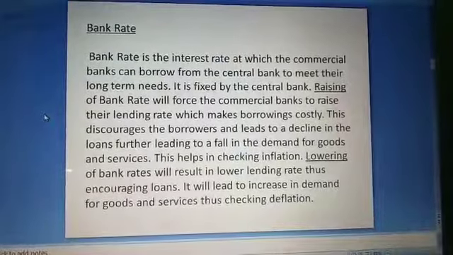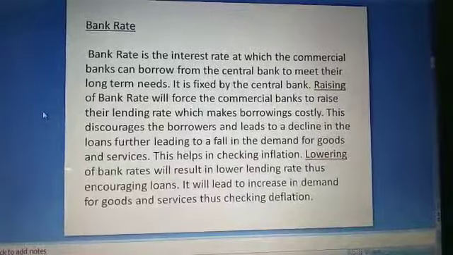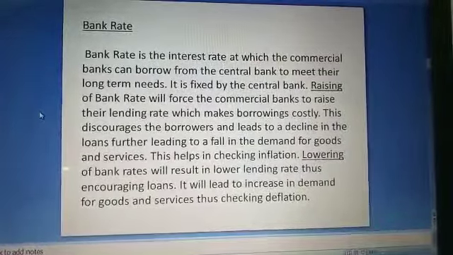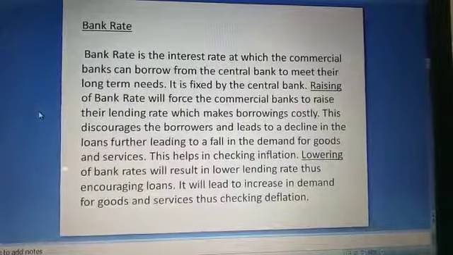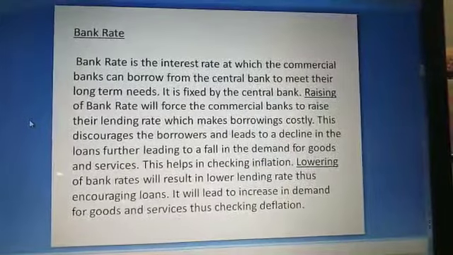Now, if we lower the bank rate, it will have the opposite effect. It will result in lower lending rates, thus encouraging loans. It will lead to an increase in demand for goods and services and thus check deflation.